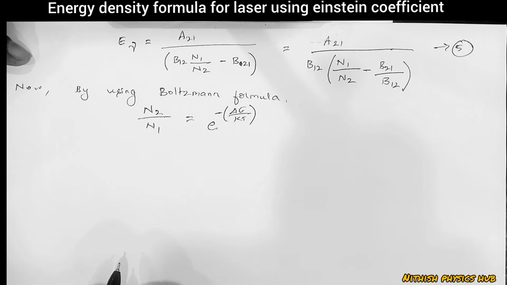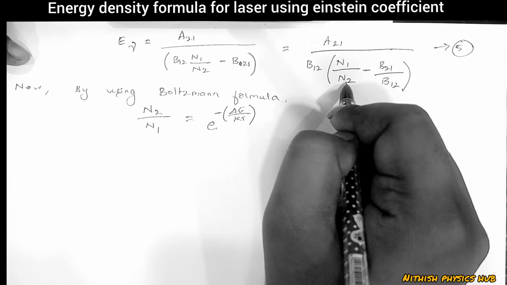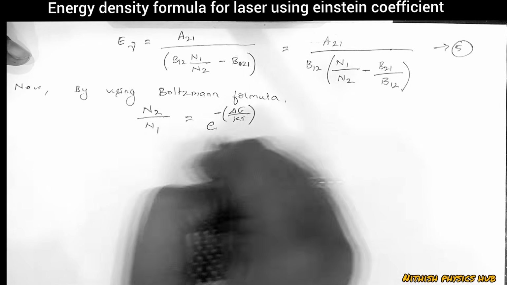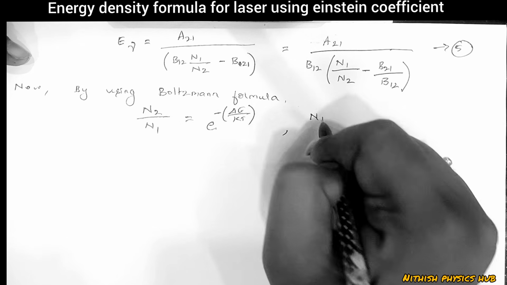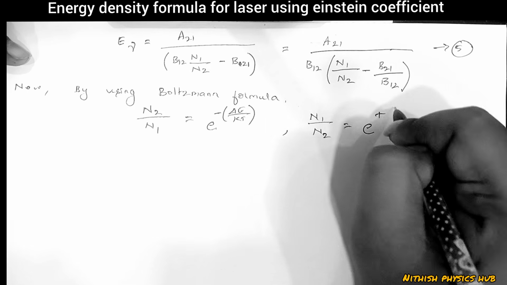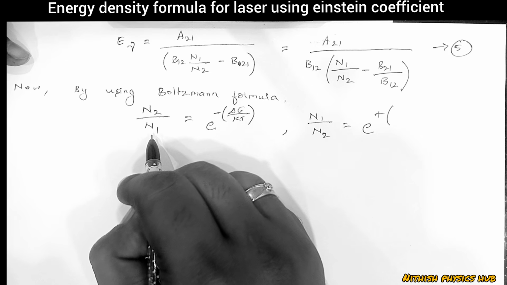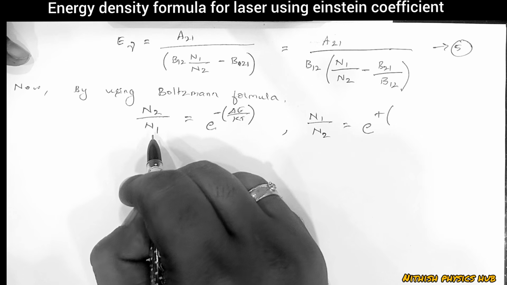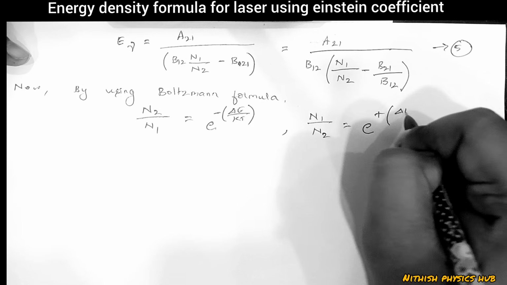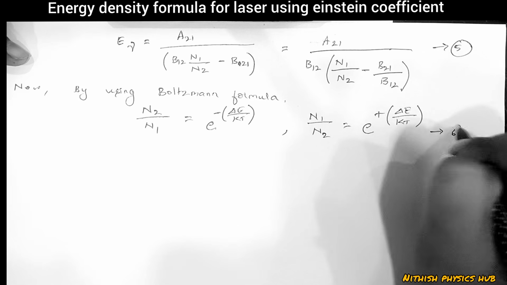But in my equation, there is the value N1 divided by N2. So if I rearrange this equation, N1 divided by N2 is equal to e to the power of plus. If I rearrange this, it goes to the denominator, so 1 over e to the power of x can be written as e to the power of minus x. So the value will become plus delta E divided by kT. Take it as equation number 6.